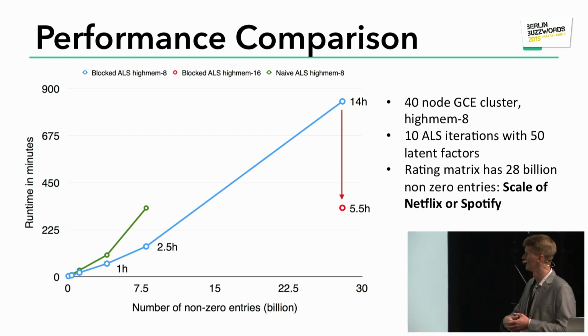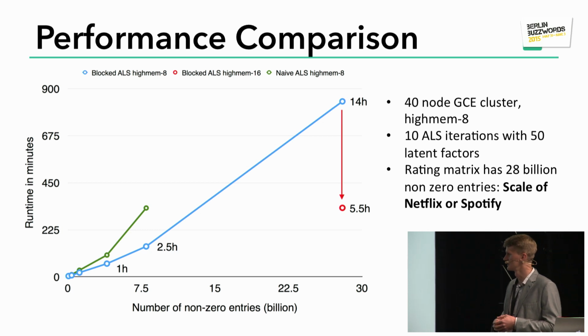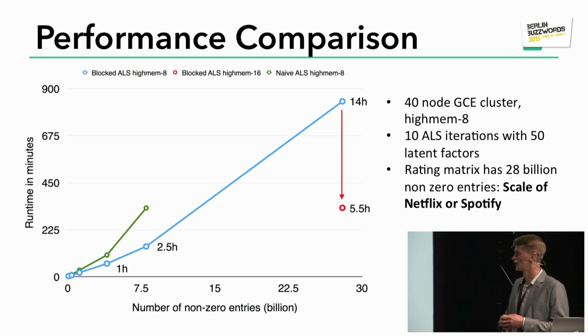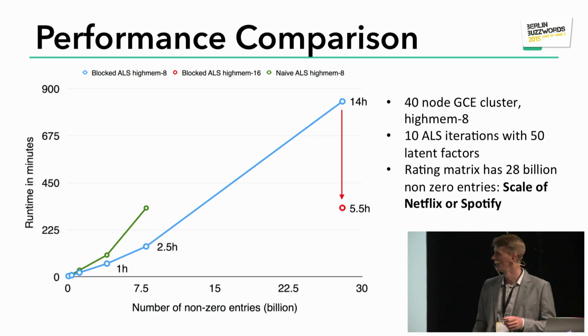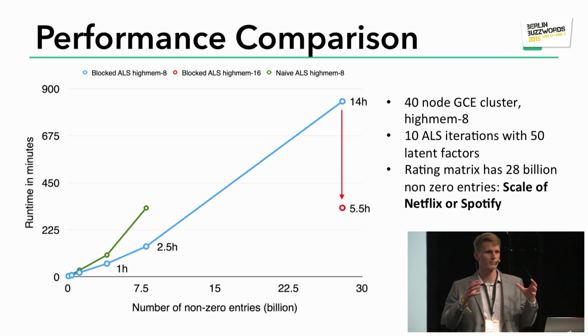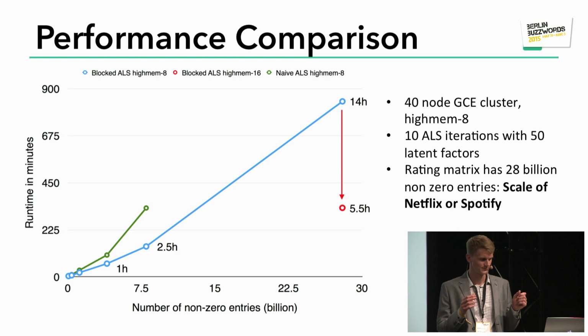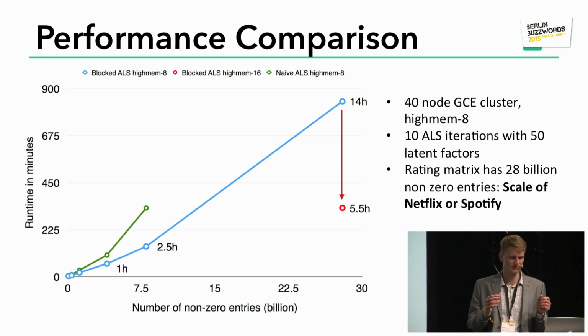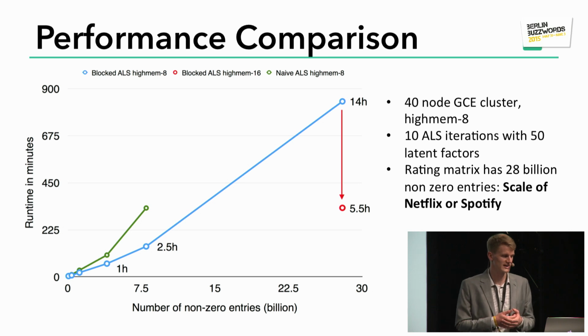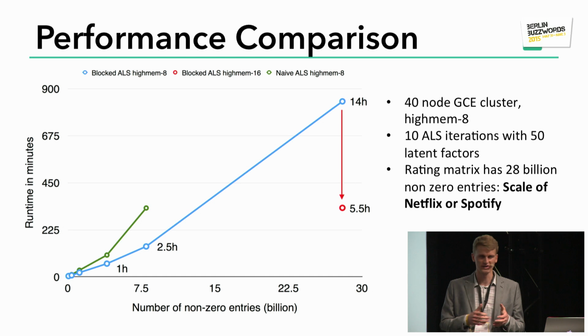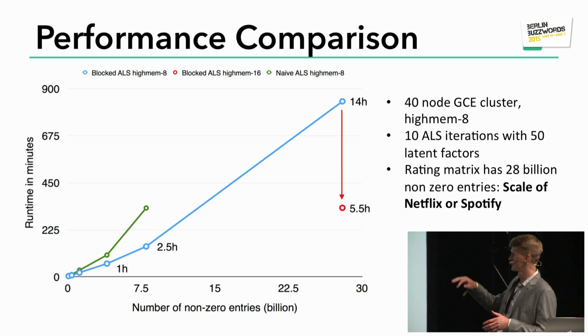What we can see here is that the naive ALS implementation performed worse than the blocked ALS implementation. That's not so surprising. And at some point, I think at 8 billion, where the rating matrix had 8 billion non-zero entries, for matrices bigger than that, it took so long that the calculation didn't finish. In contrast to that, we see that the blocked ALS implementation scales much, much better.